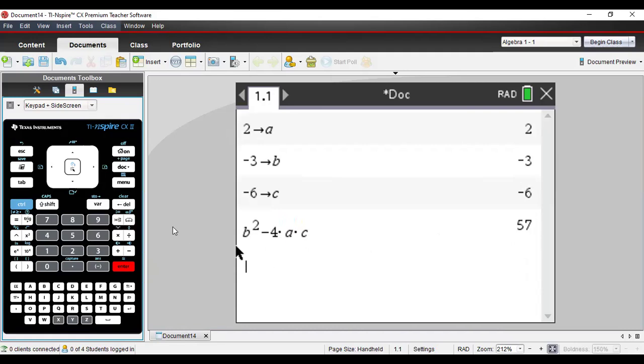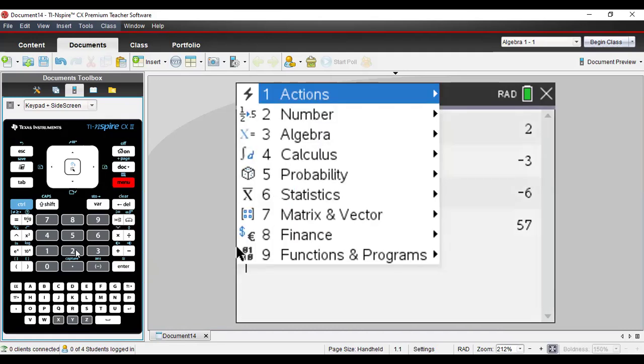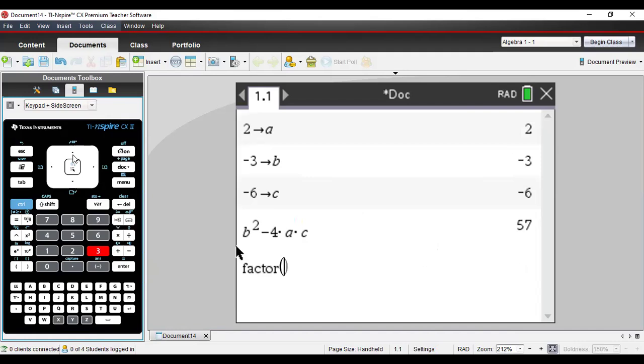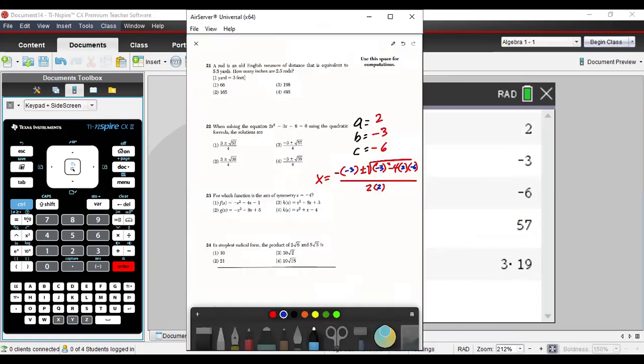Now, if we factor 57 like we normally would, you can see that this is 3 times 19. So we can't simplify this. 57 is already simplified. It's not a perfect square. There's nothing we can do with it. So if we go to our answers, we know that it has to be either 1 or 3. It can't be 2 or 4.